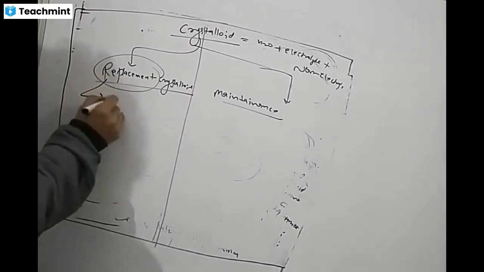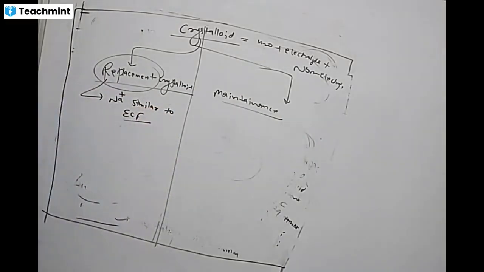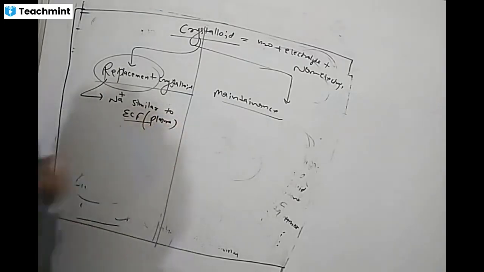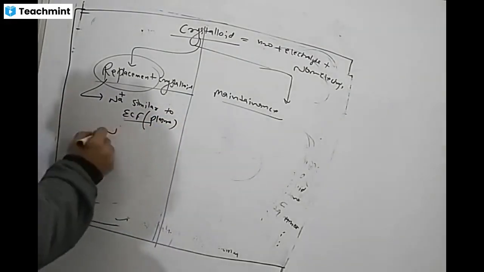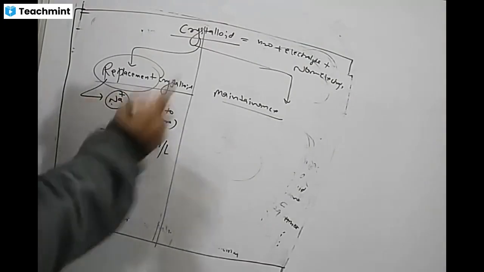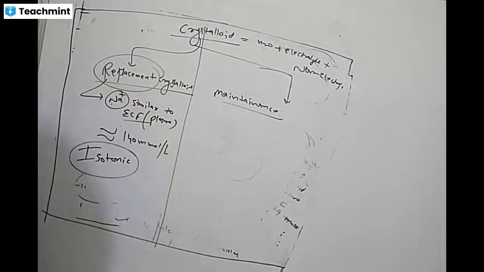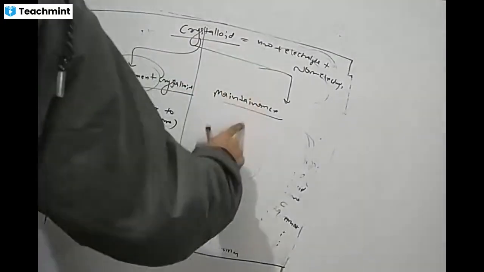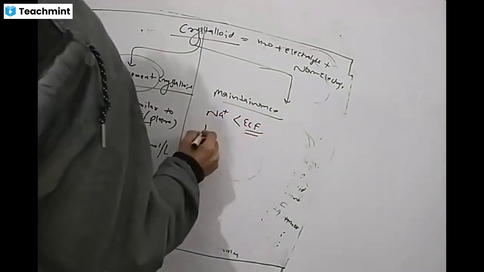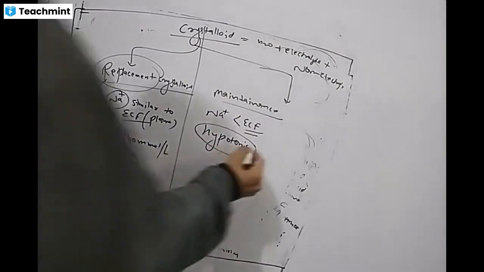Replacement crystalloids contain sodium similar to extracellular fluid, or you can say similar to plasma. That is equal to 140 millimole per liter. Because the sodium is similar to ECF, similar to plasma, these are also called isotonic. Maintenance fluids have sodium less than ECF, so they are also known as hypotonic.